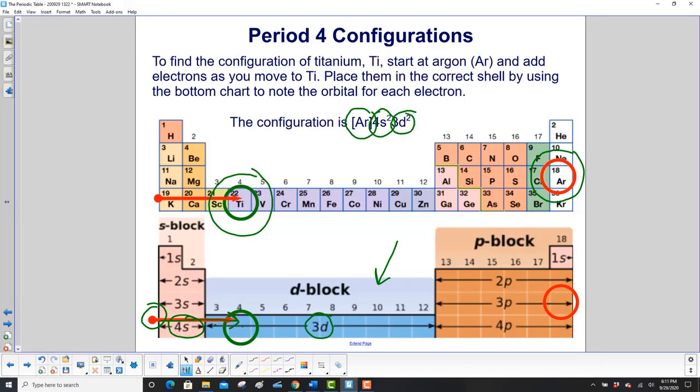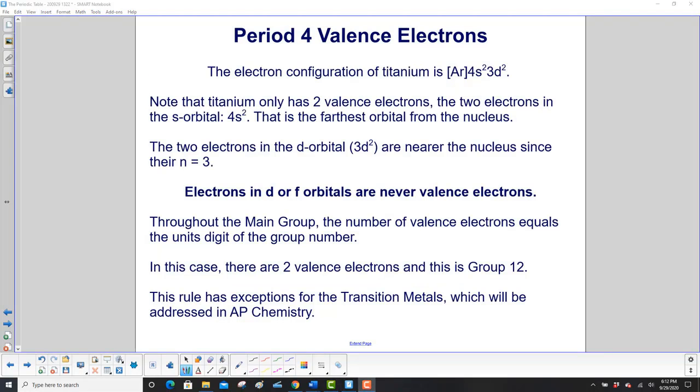All right, that looks a little tricky, right? We went from 4s2 down to 3d. The electron configuration of titanium is argon, then 4s2 and 3d2. And we pointed out on the previous slide how that looked a little unusual. We went 4 and then down to 3. Titanium only has 2 valence electrons. The 2 electrons in the s orbital, 4s2, are in the farthest orbital from the nucleus. The 2 electrons in the d orbital, 3d2, are nearer the nucleus since their n is equal to 3.